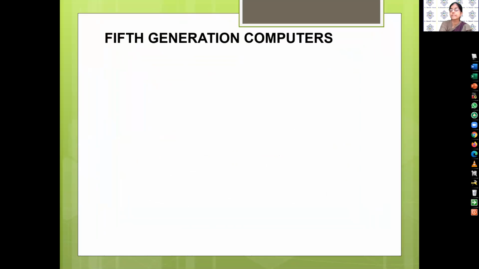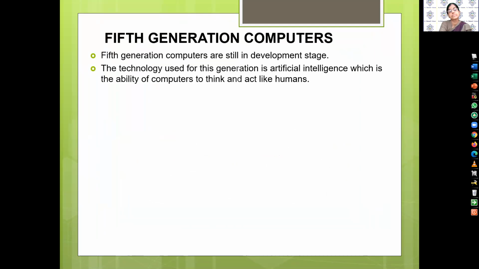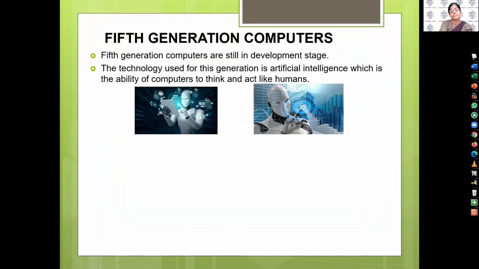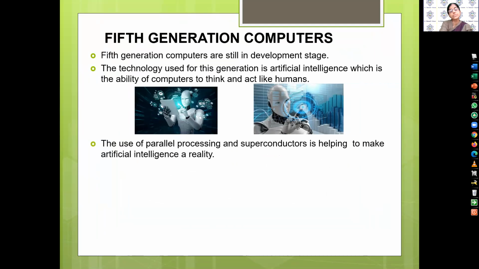Then after that, fifth generation computers. Fifth generation computers are still in development stage. The technology used for this generation is artificial intelligence, AI, which is the ability of computers to think and act like humans. The use of parallel processing and superconductors is helping to make artificial intelligence a reality.